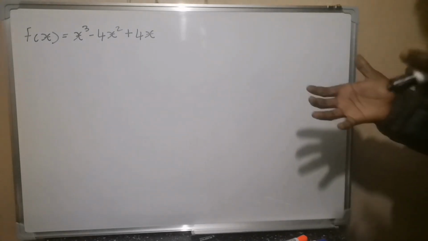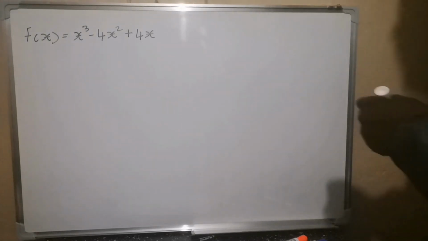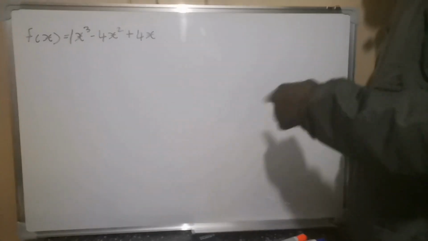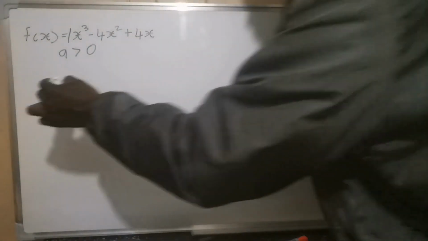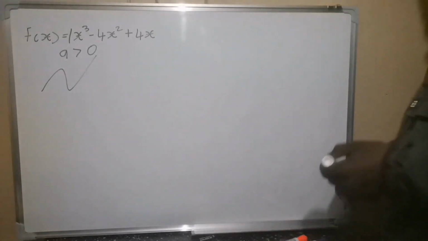Now you need to know, first step, the shape of the graph. The value of a here is 1. Therefore our graph is increasing, it's positive. That means the value of a is bigger than 0, and that means it is increasing from the left to the right. This is how the shape of our graph will look.